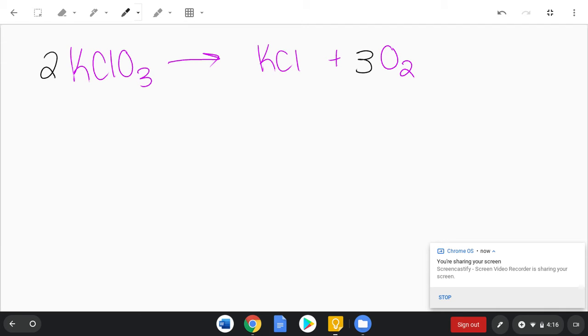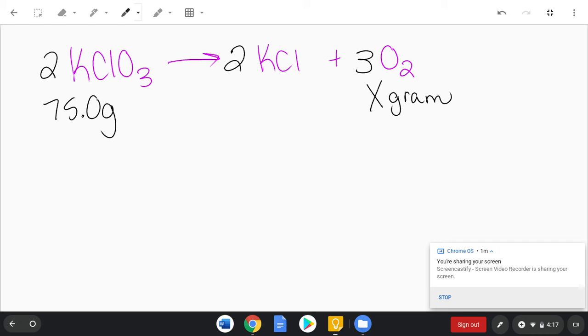And when I do that, now I need to go back and add a 2 in front of my potassium chloride so that everything is equal and balanced. This problem starts with us trying to figure out how much oxygen we need, how many grams of oxygen are coming from 75.0 grams of KClO3.